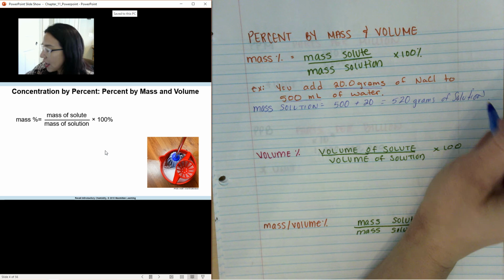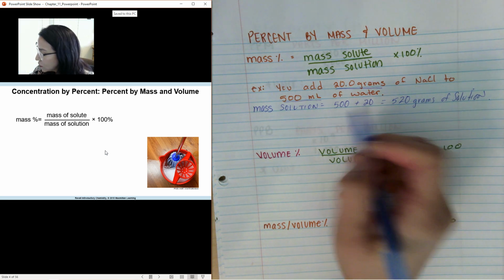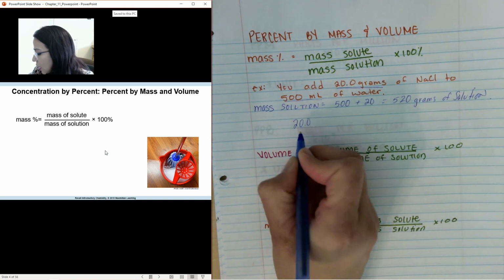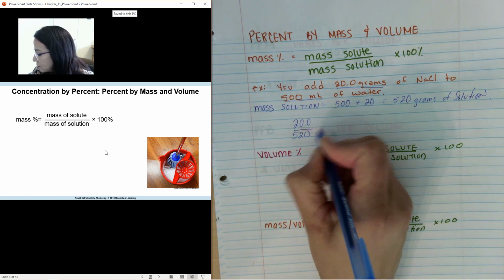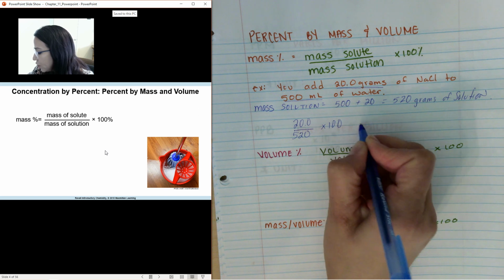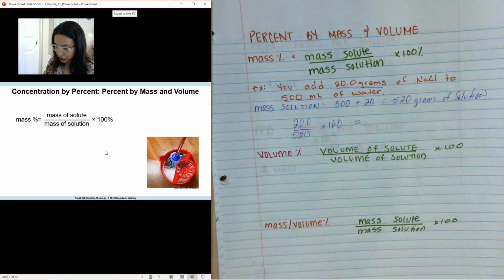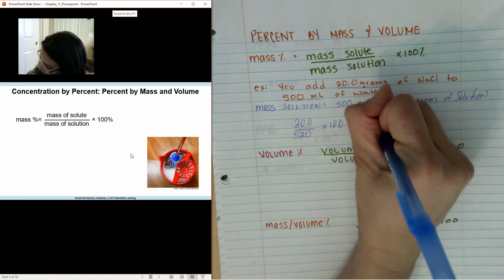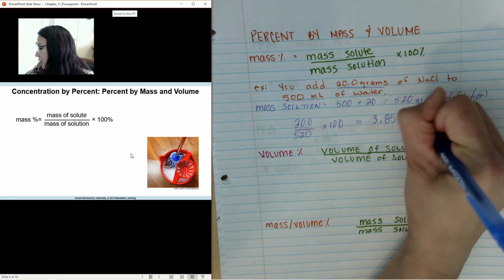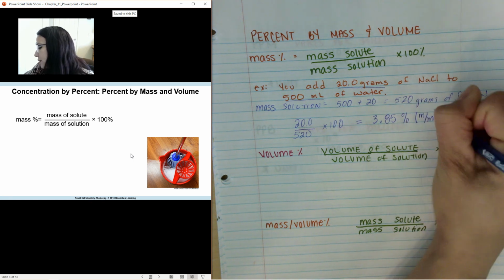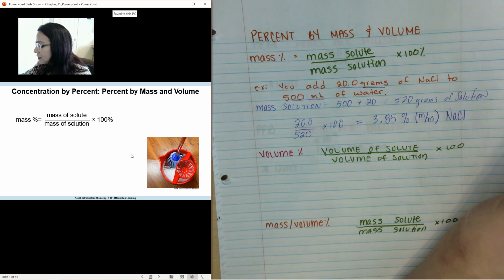Now we can go ahead and do the math. We're going to take our 20 grams of our solute, which is the salt, and divide that by the 520 grams of our solution and multiply it by 100 because we're looking at a percentage. So we take our trusty calculator, 20 divided by 520 gives me 0.038. I'm going to multiply that by 100, and I get 3.85% mass over mass of sodium chloride inside of the solution.